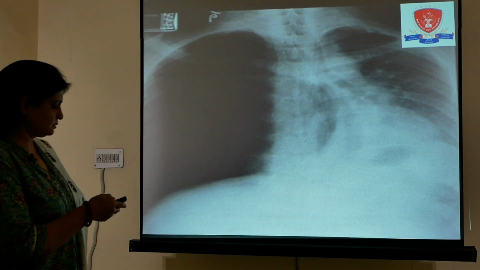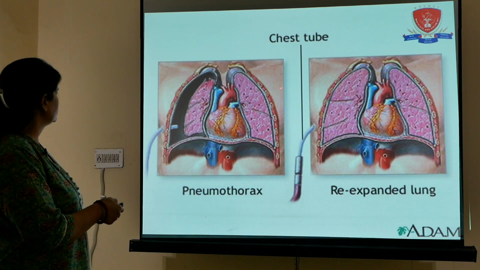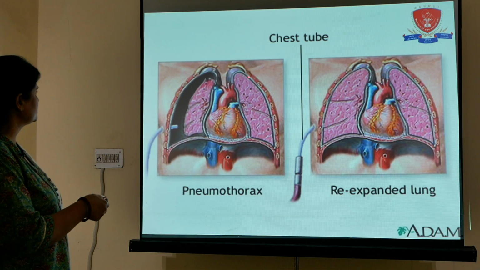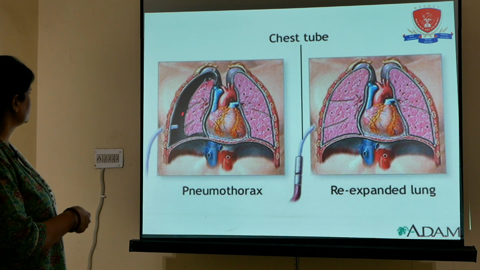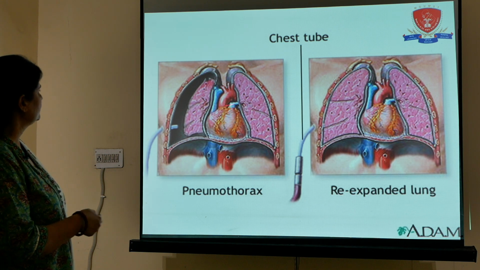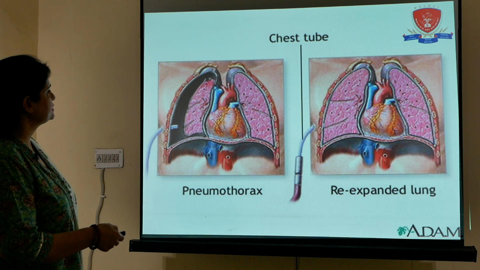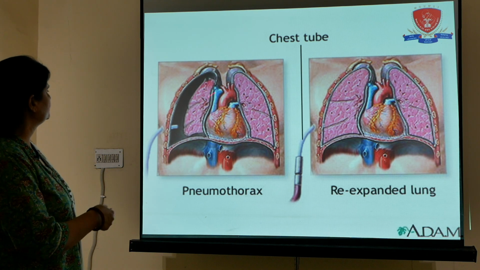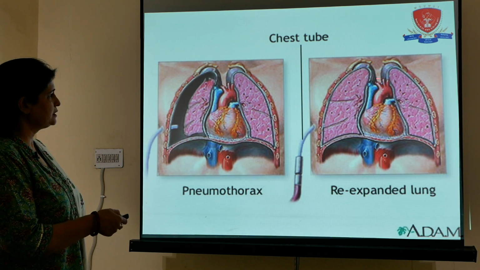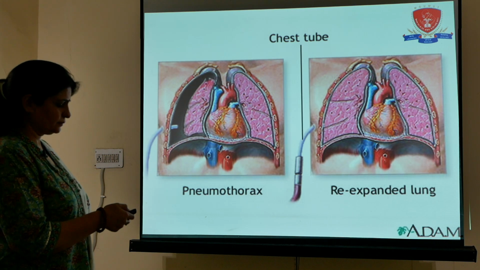Now this is the diagram. This is the collapsed lung, this is the normal lung on this side, and this is the air which has accumulated after the collapse. This tube has been inserted here so that the lung can be re-expanded, and this is the heart, these are both the lungs. This is after the treatment, and the re-expanded lung is this one.